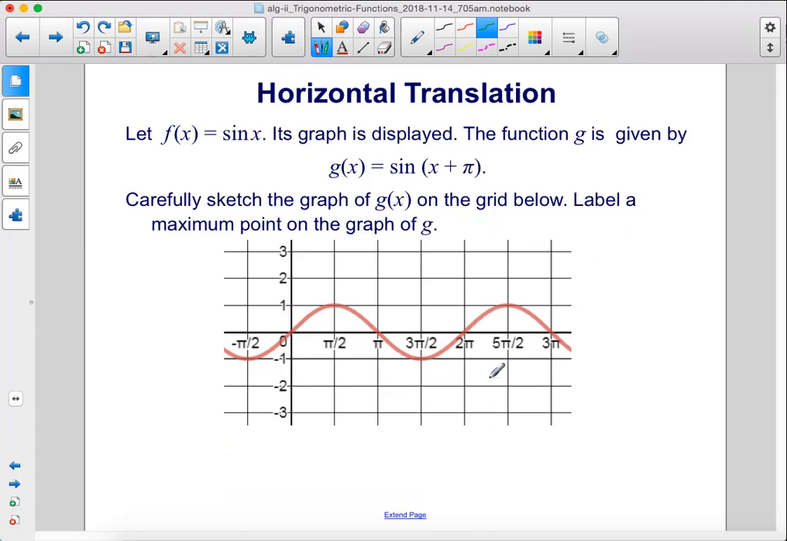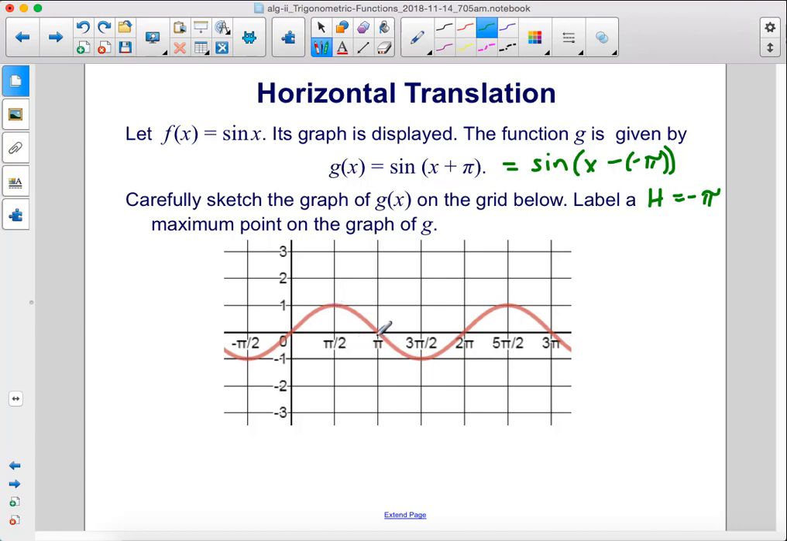Let f of x equal sine x. Its graph is displayed. The function g is given by g of x equals sine of x plus pi. Carefully sketch the graph of g of x on the grid below. Label a maximum point on the graph of g. Alright, so sine of x plus pi, it became x plus pi because originally it was sine of x minus negative pi. The h value is negative pi. So we're moving to the left pi units.